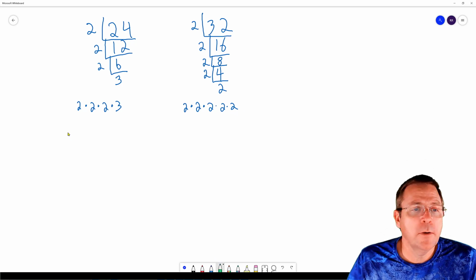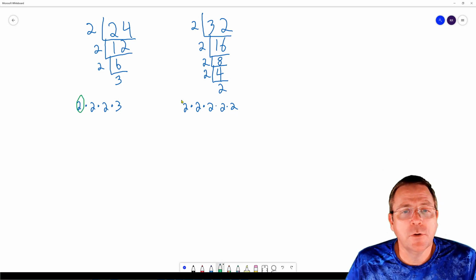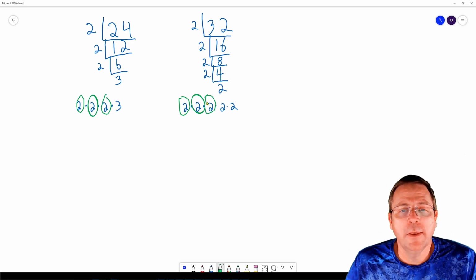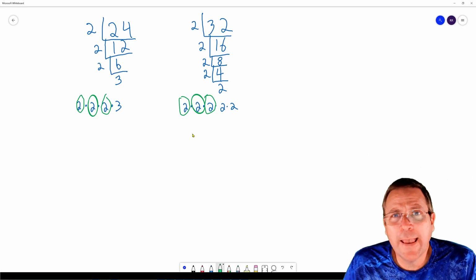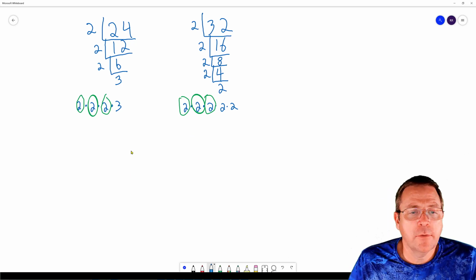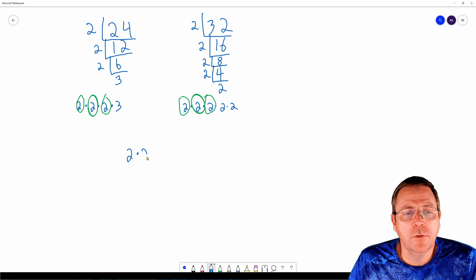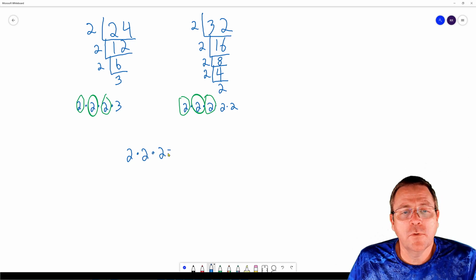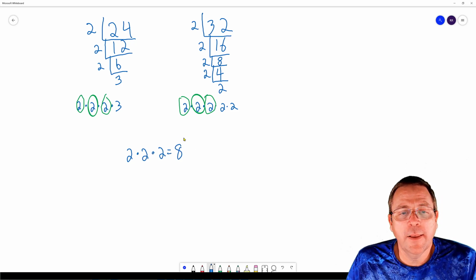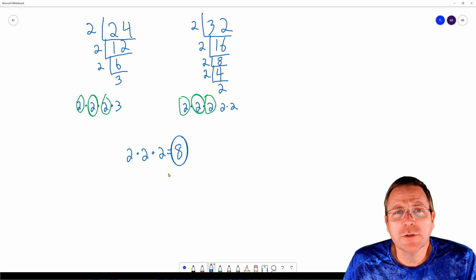So let's start picking out what they share. I got a 2 here, I've got a 2 here, and I've got a 2 here. These are what they share. It's what they have in common. So I can come down and say my greatest common factor is 2 times 2 times 2, also known as 8, and 8 is going to be the largest number that divides into both 24 and 32.